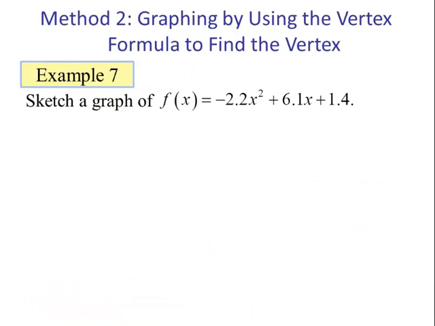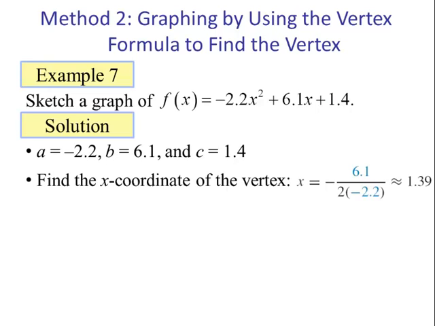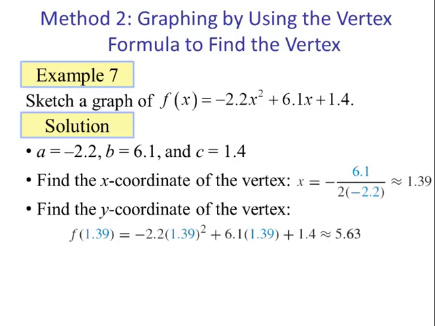Example 7. Sketch the graph of f of x equals negative 2.2x squared plus 6.1x plus 1.4. Solution: A is negative 2.2, B is 6.1, and C is 1.4. First we find the vertex, so we take negative b divided by 2a, which gives us a positive 1.39 rounded off to 2 decimal places. Now we take that 1.39 and substitute it back into the original function to get the y, and we get 5.63 approximately. So the vertex is (1.39, 5.63).